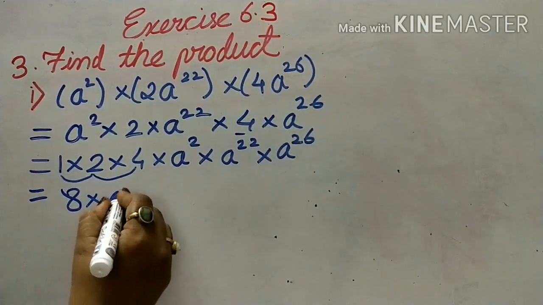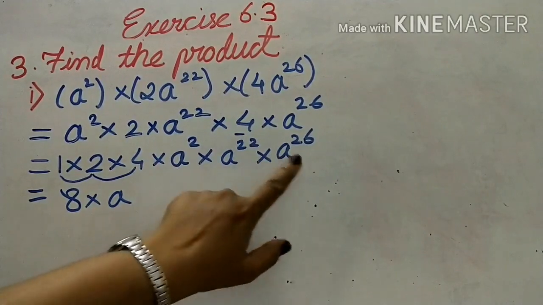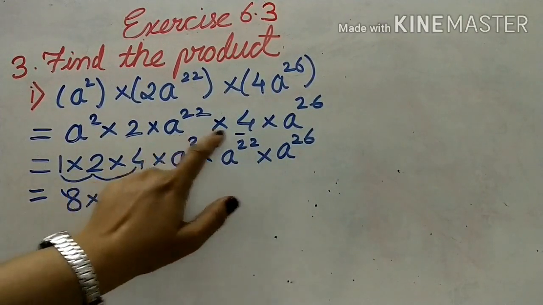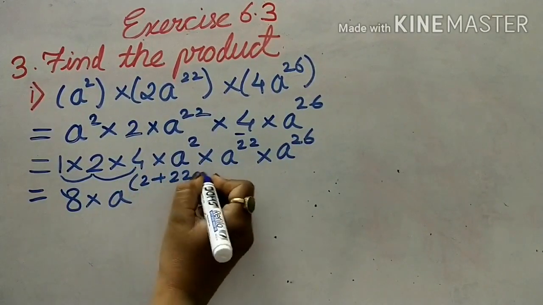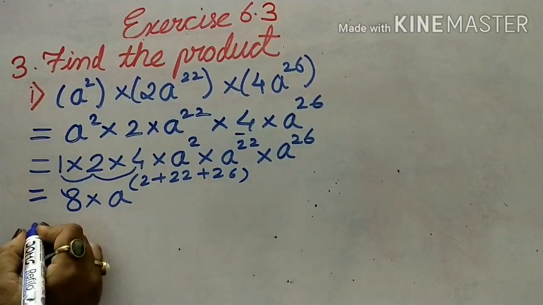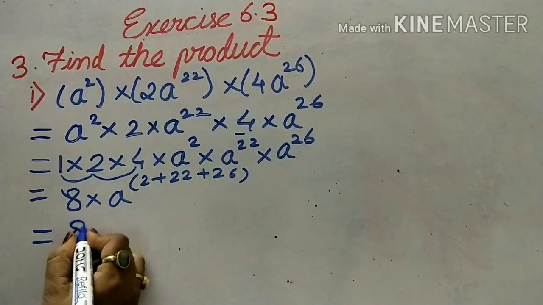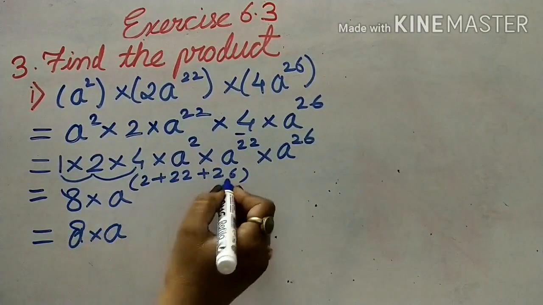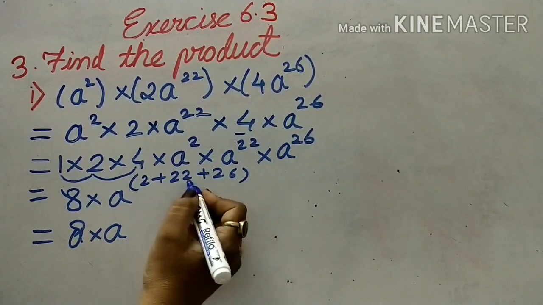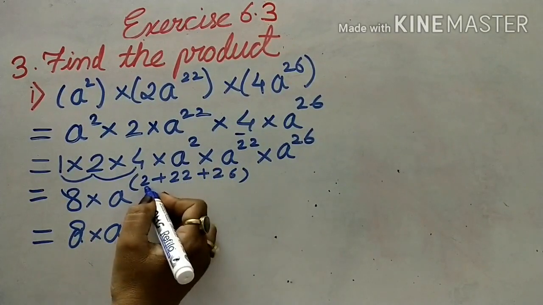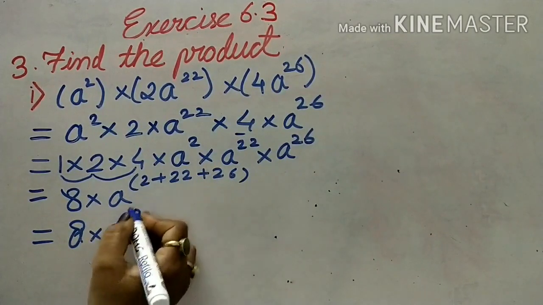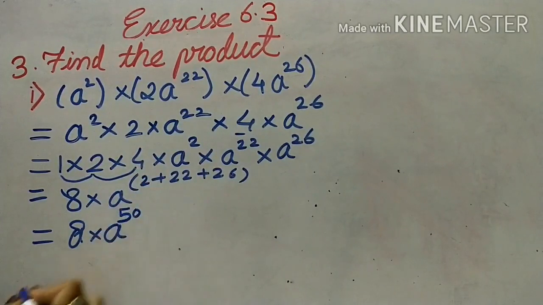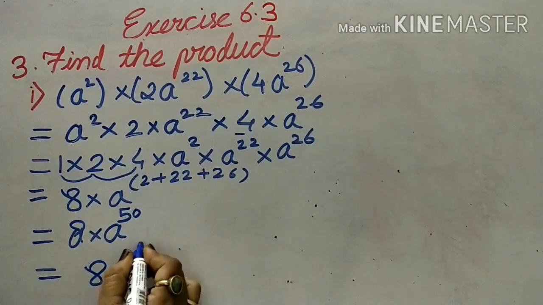Next, into a raised to, see here, bases are equal, multiplication means we have to add the powers. It is like this, 2 plus 22 plus 26 is equal to 8 into a raised to, add this one. See, 6 plus 2, 8, 8 plus 2, 10, 10 means 0. Now this 2 plus 2, 4, 4 that carry 1, it becomes 5. A raised to 50. Therefore, the answer is 8a raised to 50.